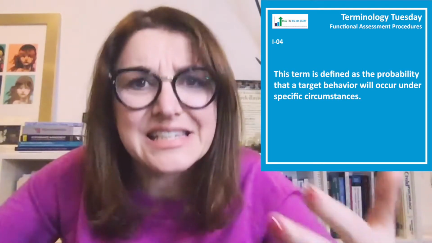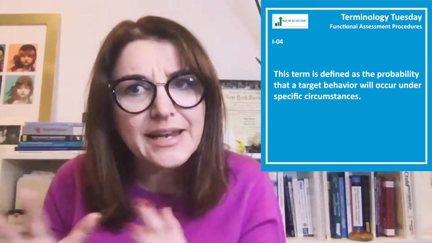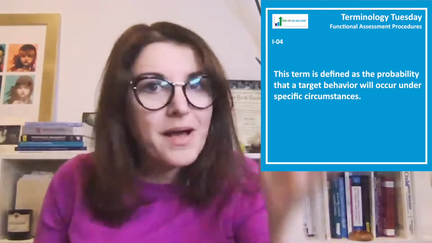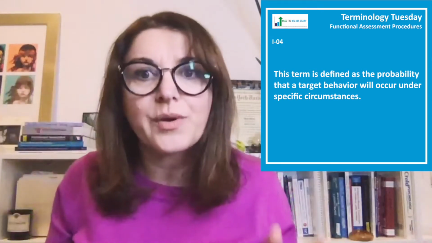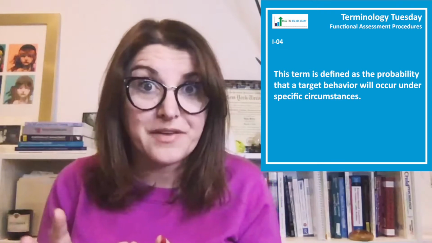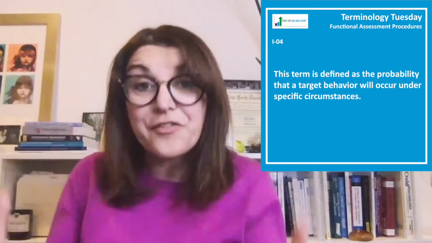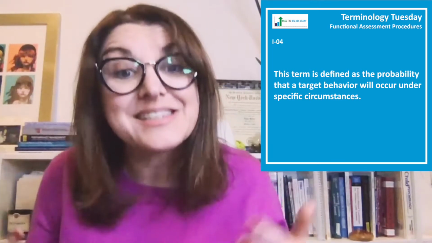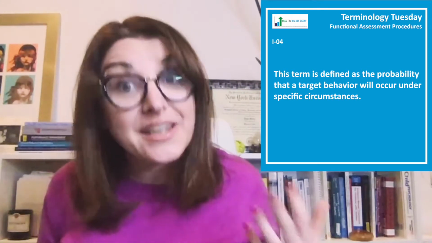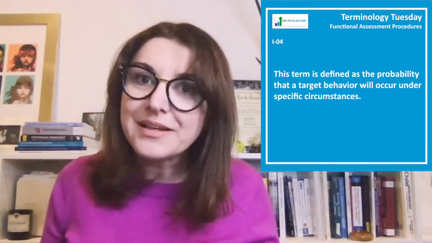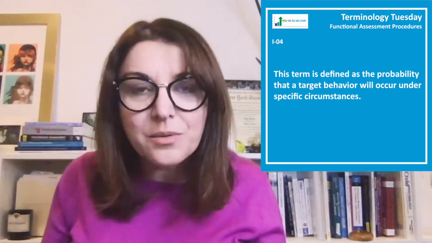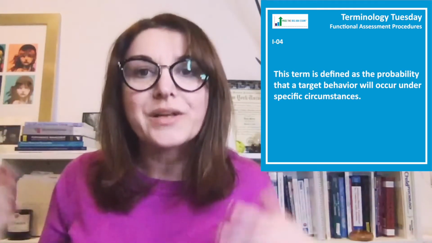Think of it like statistics, right? So you take your ABC data, which gives you all the possible antecedents, all the possible consequences for the particular target behavior of interest. And with that information, what you can generate is a conditional probability, which is a mathematical probability that given those antecedents and consequences, that behavior is going to happen.